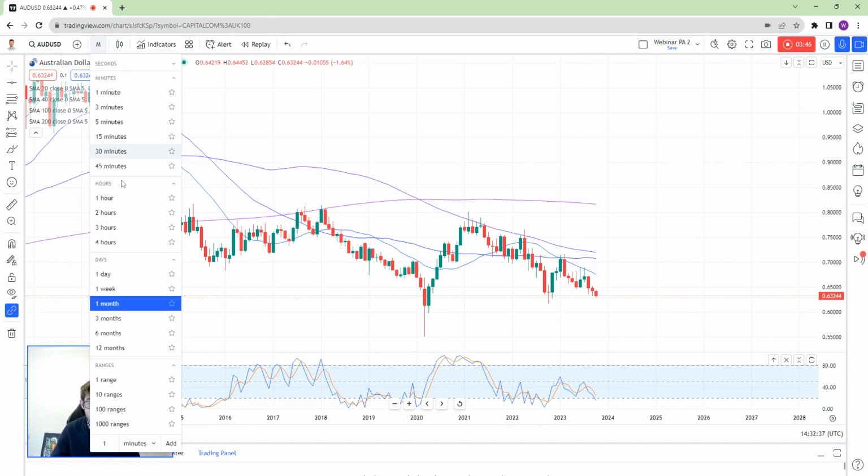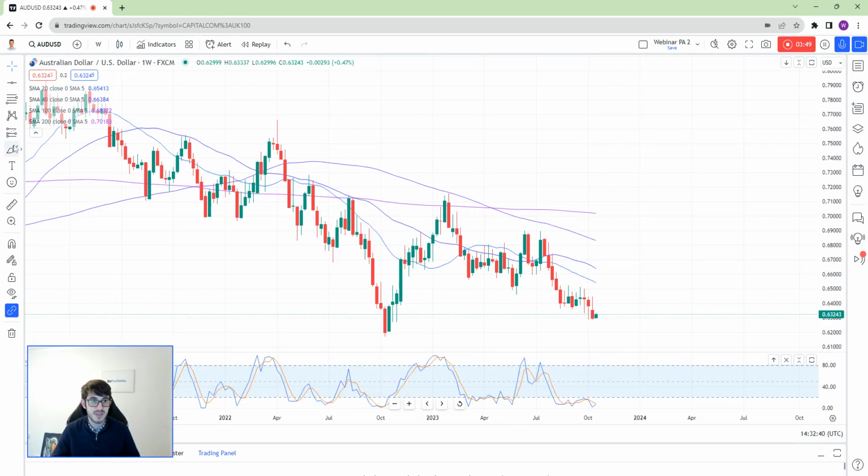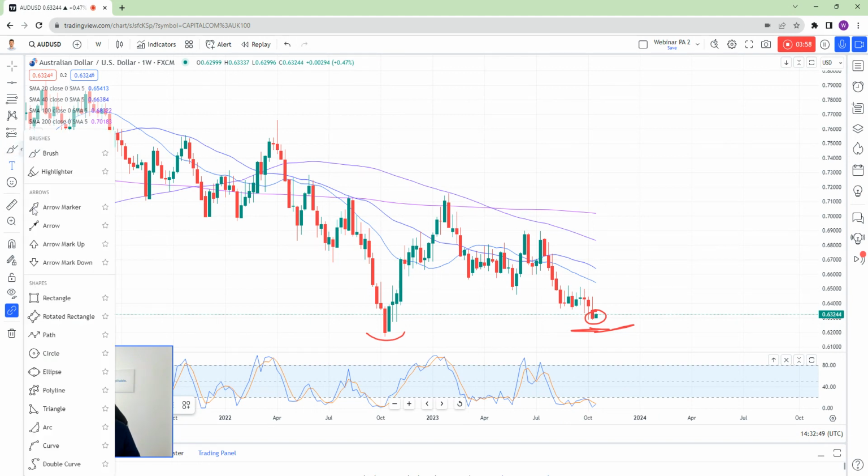I think you'll probably dip slightly lower. I don't think this is finished. And I think really using this area here is going to be a good place to get a long entry in. And I'll tell you why.